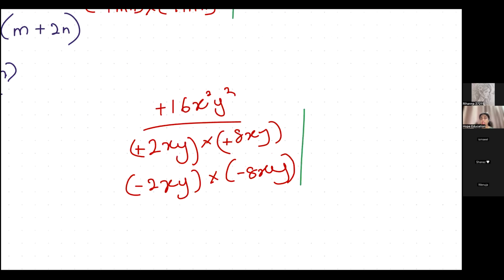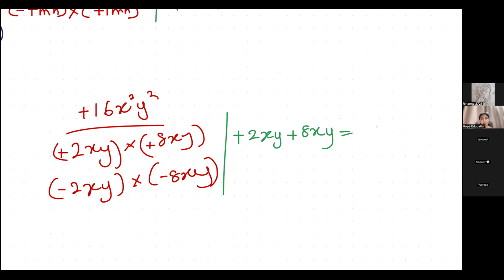Plus 2, there are a few options, but since I have an idea that it will be one of these, that's why I'm just using one of these, right? Plus 2xy plus 8xy. 2 times 8 is 16, x squared, y squared. Plus times plus is plus. Here, minus, plus times plus is not minus, so this is the answer. Minus 2xy minus 8xy.